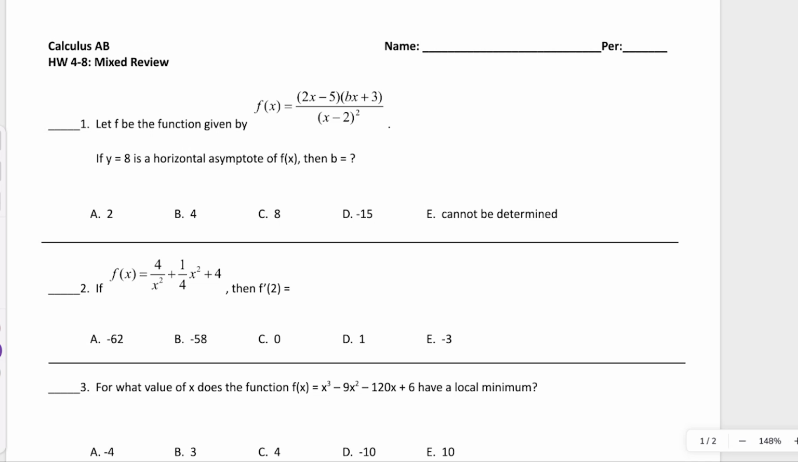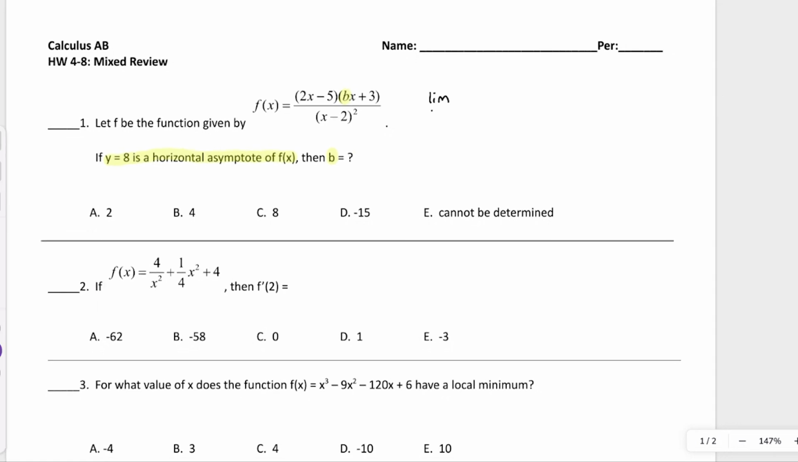It says, let f be a function given by this rational function here. If y equals 8 is a horizontal asymptote of f of x, then what does b equal? Well, notice there's a little unknown here, b, that we're trying to find. So to determine horizontal asymptotes, really what you should be asking is, what is the limit as x approaches infinity of this function? Okay, and so what this says is that that horizontal asymptote is y equals 8. And so essentially what it's saying is that the limit as x approaches infinity of this function is 8.